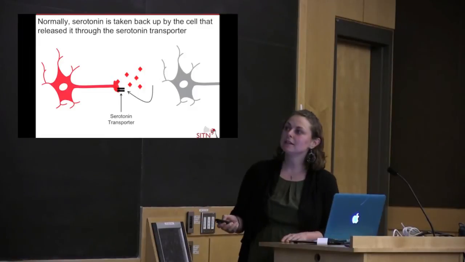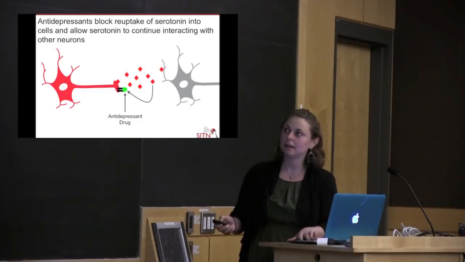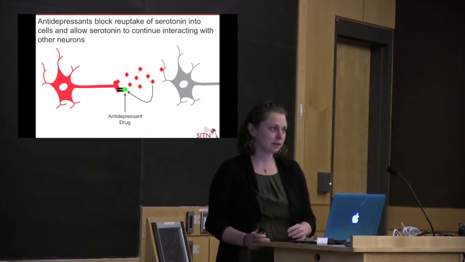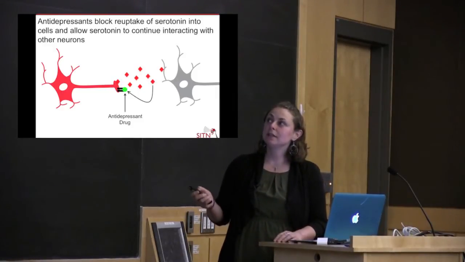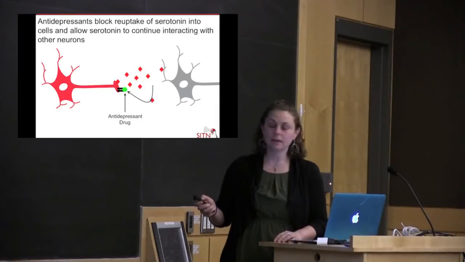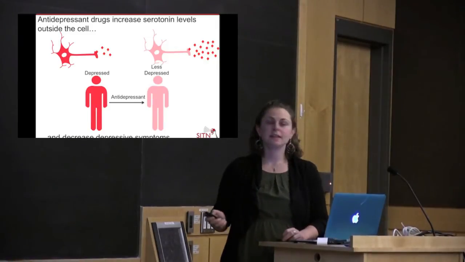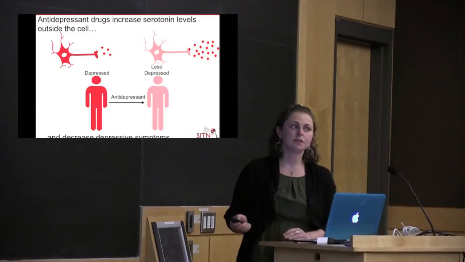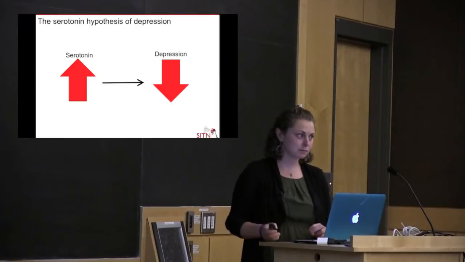What happens when you take an antidepressant drug is that the drug binds to this serotonin transporter, blocking it, so that now serotonin can't be taken back up, but rather remains in the synapse and has a prolonged opportunity to interact with the downstream cell. So what we've seen is that antidepressant drugs increase the amount of serotonin outside the cells in the brain, at the same time as they decrease depressive symptoms. It's this combination of effects that has led to what's known as the serotonin hypothesis of depression, which posits that increased serotonin in the brain leads to decreased depressive symptoms.